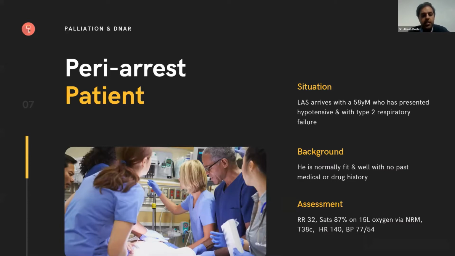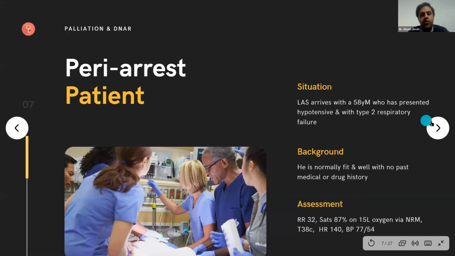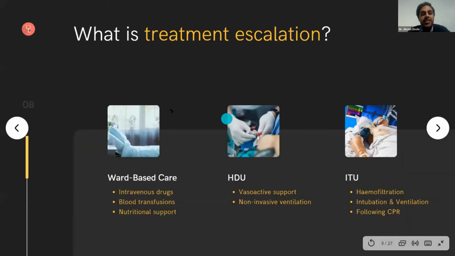His respiratory rate is 32. His SATs, despite being on 15 litres of oxygen, are 87%. His temperature is elevated, his heart rate is pretty high, and he's hypotensive at 77/54. And this is a bad situation. You don't need me to tell you that.